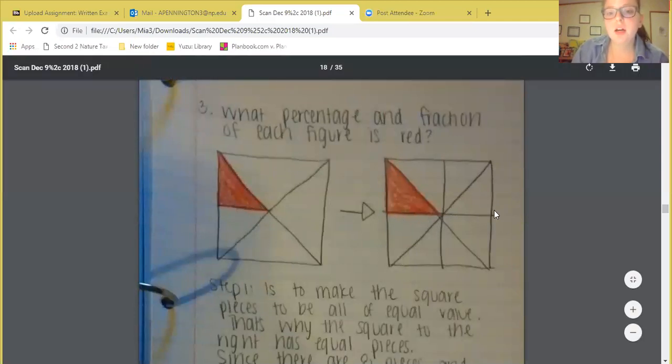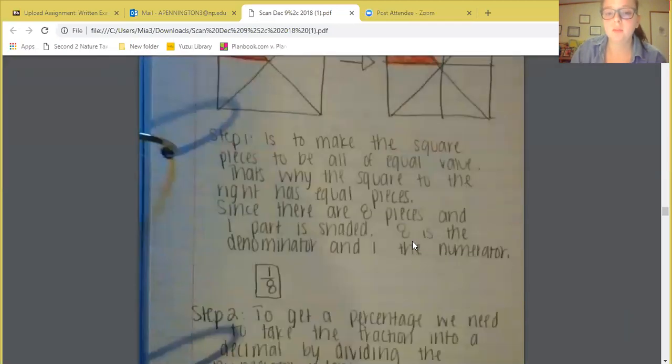So this new one on the right shows us that there are 8 equal pieces of the triangle in the square. So that 8 is going to be our denominator. And the one shaded piece of triangle is going to be our numerator. So that gives us a fraction of 1/8.